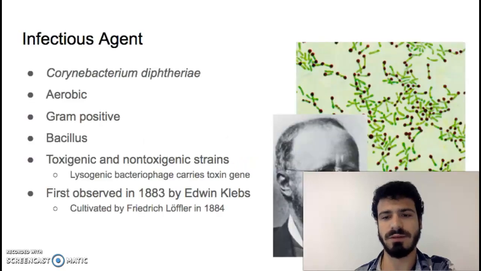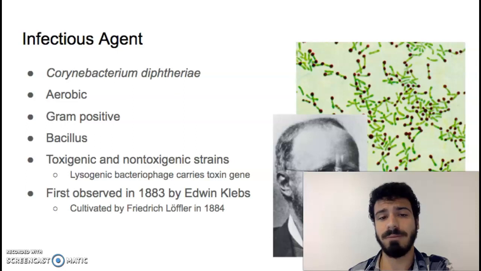So first I'm going to just cover the disease as briefly as I can, and then I'll move on to talk about the vaccine. So the infectious agent for the diphtheria disease is Corynebacterium diphtheriae. It's an aerobic gram-positive bacillus, and there are two main strains. There's the toxigenic and non-toxigenic strains, and the toxigenic strains are generally the ones that cause disease, especially severe disease.